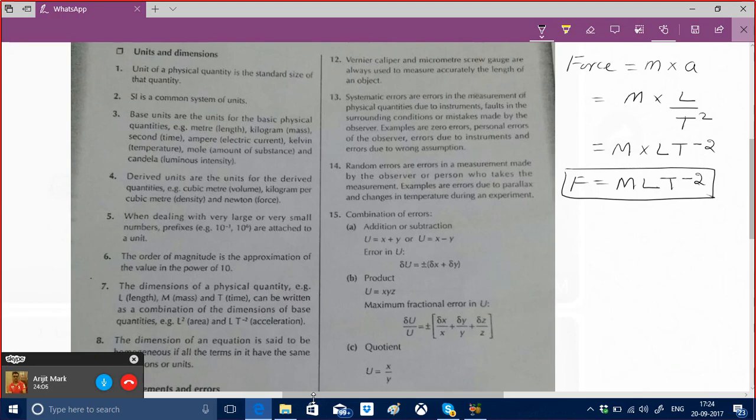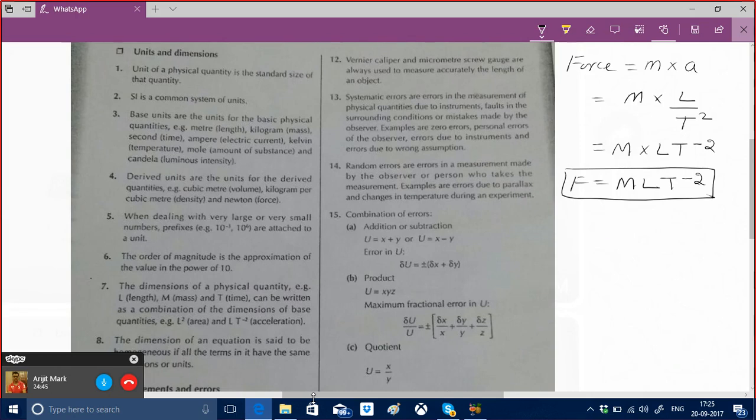Dimensional analysis is also important for comparing two units. The type of question that may come from this chapter is an equation given in terms of basic units, and they ask whether the equation is right or not. Basically, you have to compare the left-hand side dimension to the right-hand side dimension. This is how you know if it is homogeneous or not.